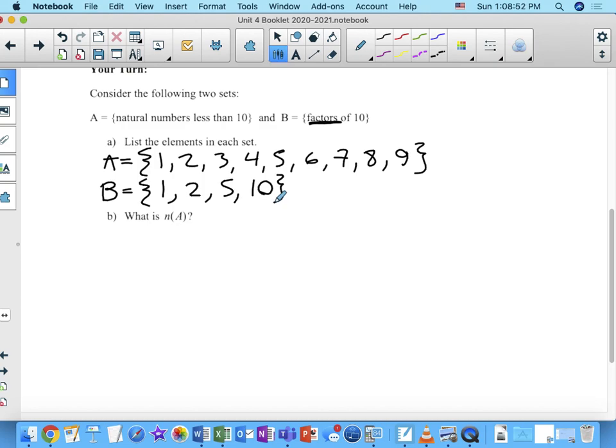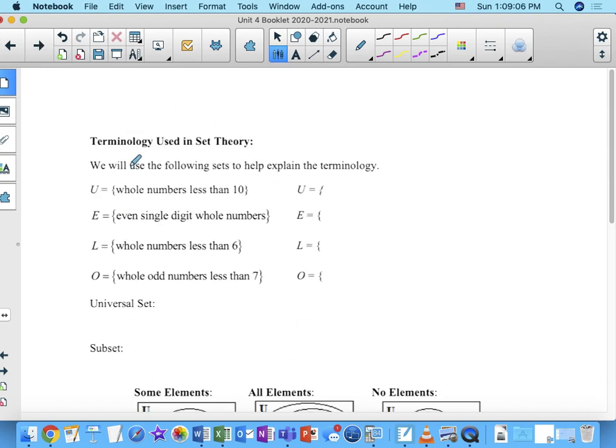Okay, and then what is the number of elements in A? The number of elements in A is 9. Okay, all right, more terminology.